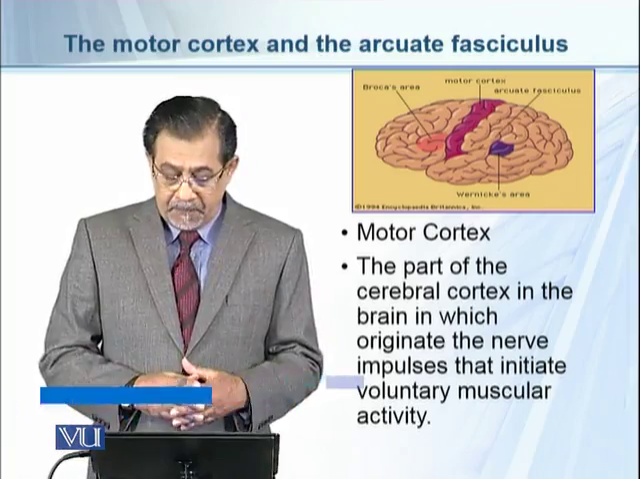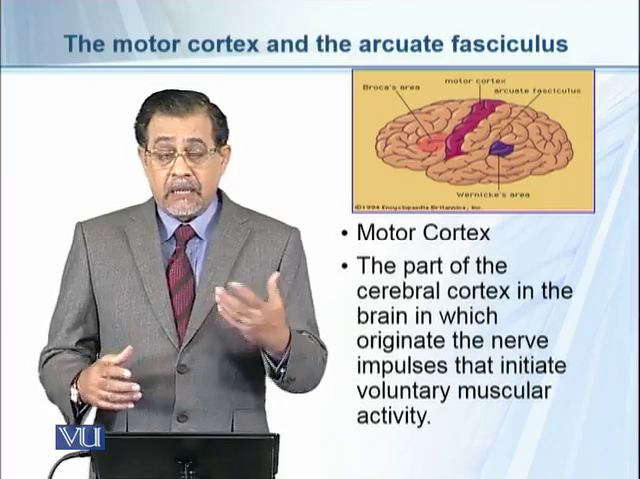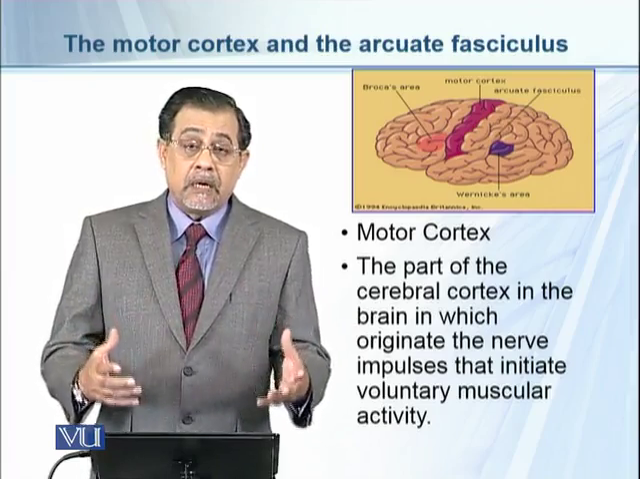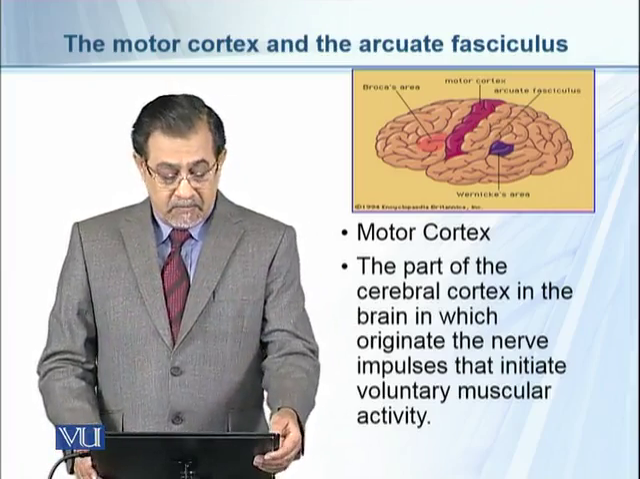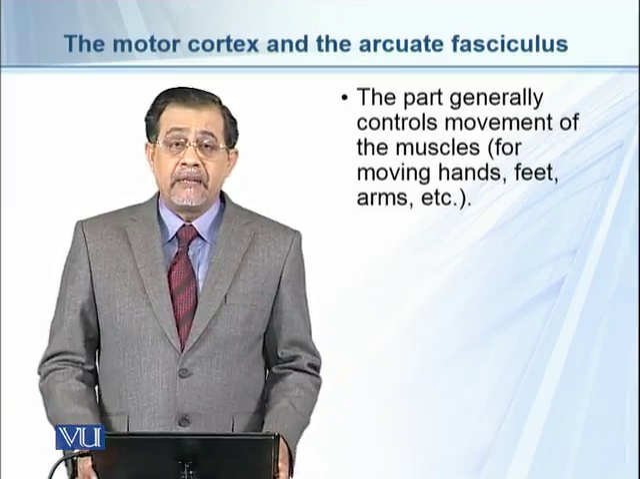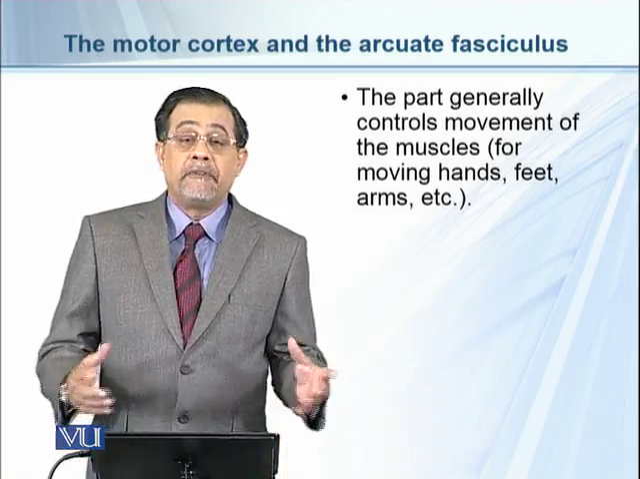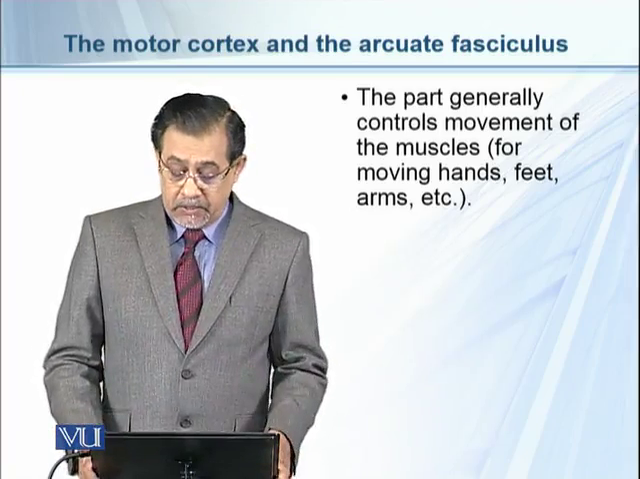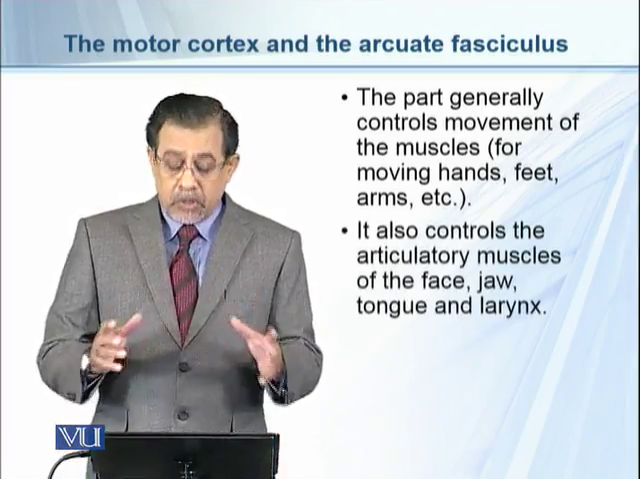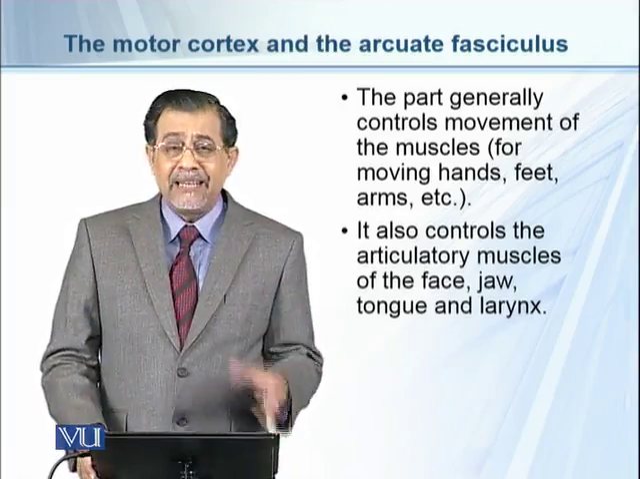So this motor cortex is actually responsible for muscular activities. The way we speak and the way we move our limbs are controlled by this area of the brain. This part generally controls movement of the muscles for moving hands, feet, arms, etc. And it also controls the articulatory muscles of the face, jaw, larynx and tongue.